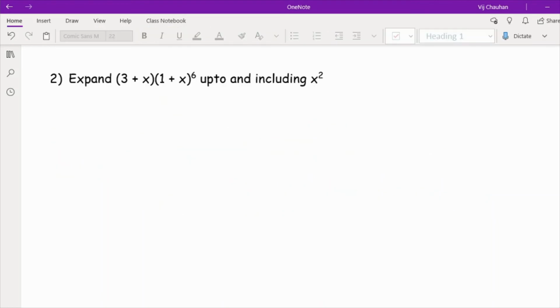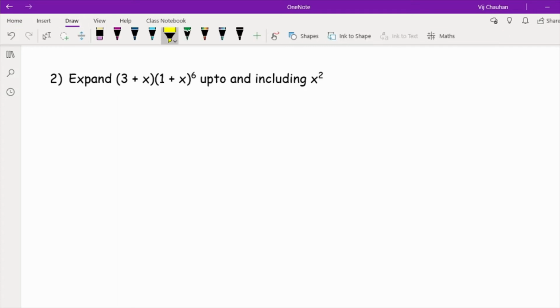So in this second example, we have been asked to expand 3 plus x multiplied by 1 plus x to the power of 6 up to and including x squared. Now it's really important that we read the question carefully and note that this is asking us to only go up to x to the power of 2. So I'm not going to completely expand the whole equation out, which may be very time consuming. It's only asking me to go to a certain point.